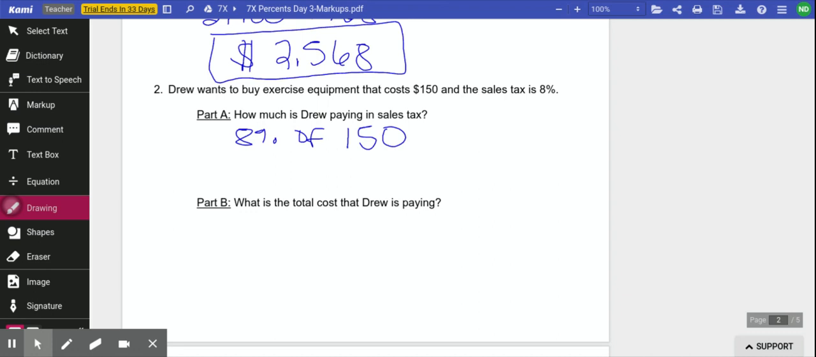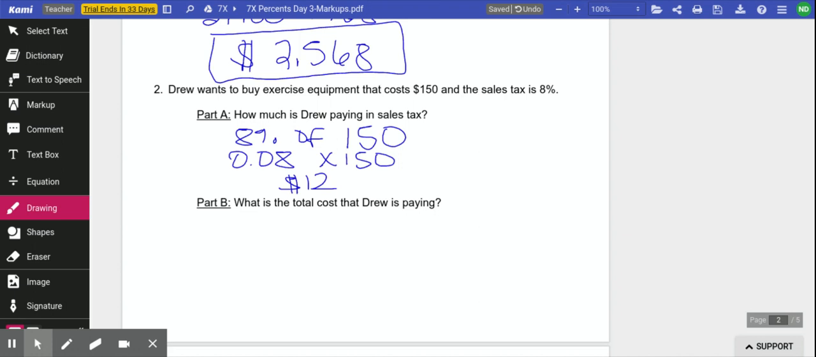So simply multiply. Before you do that, please convert 8% into a decimal, which is 0.08, and times that by 150. 0.08 times 150 is $12. So the sales tax on this exercise equipment is going to be $12.